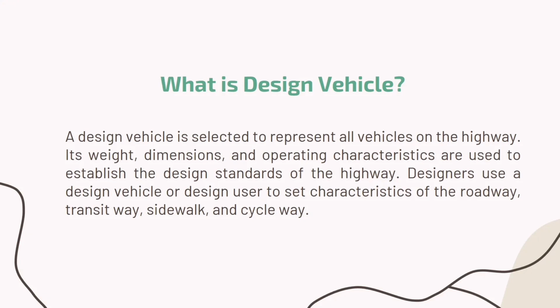A design vehicle is selected to represent all the vehicles on the highway. Its weights, dimensions, and operating characteristics are used to establish the design standards of the highway. Designers use a design vehicle or design user to set characteristics of the roadway, transitway, sidewalk, and cycleway. The selected design vehicle is used to determine critical design features such as radii at intersections and turning roadways, as well as the highway grades.